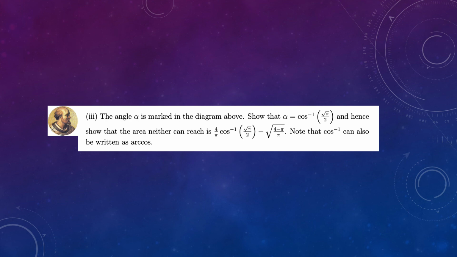Okay, now the question starts to warm up a little bit. We're asked for an angle alpha, and they've told us the answer, so that's always helpful. And then we've got to show that the area that neither can reach is equal to that, that's on the screen at the moment. But of course, they told us in part 2 that that unreachable area is the same as the intersecting parts, the segments that are intersecting in the field. So that's what we should probably be aiming to calculate. Right, so let's get on with it.